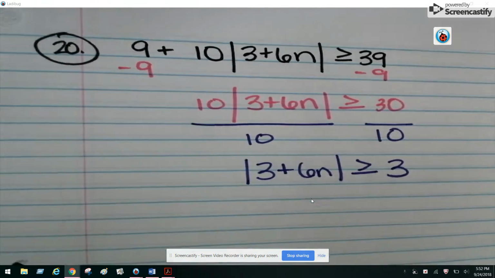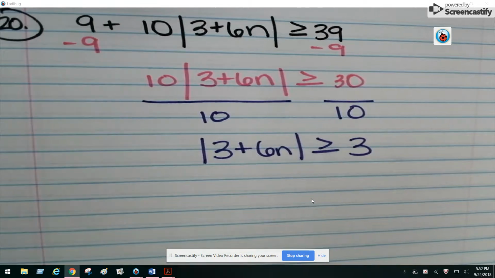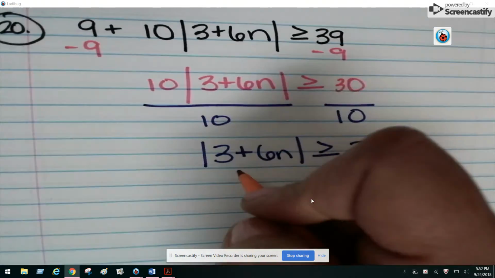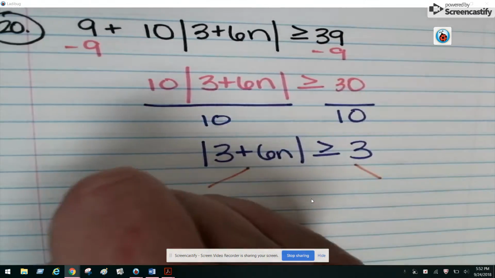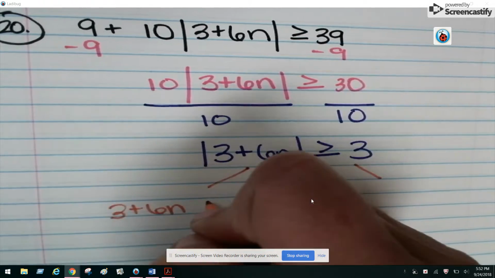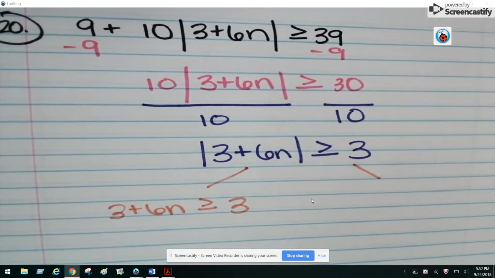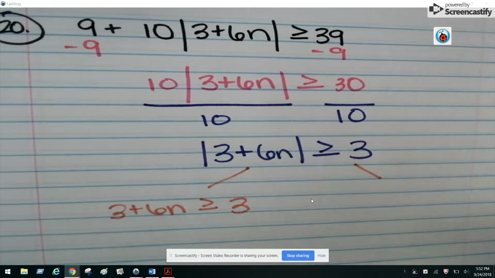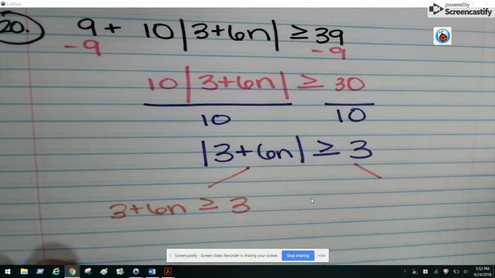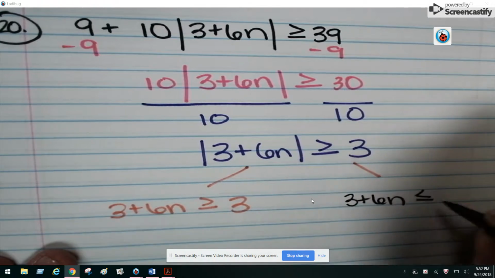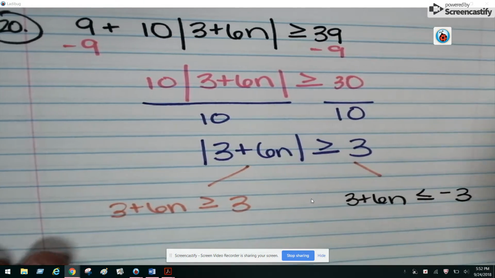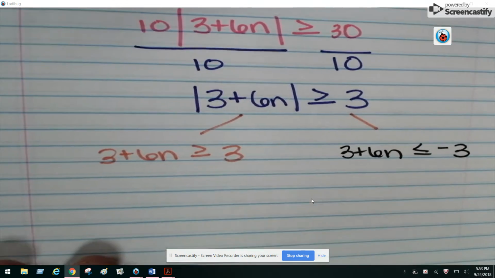Okay. Now, since it's completely isolated, I do want to separate this into two separate inequalities. So my first one will just be 3 plus 6n is greater than or equal to 3. And then for the second one, it's going to be negative 3, so that means I need to switch the sign. So over here, I'll have 3 plus 6n is less than or equal to negative 3. And then I need to just simply go through and solve.